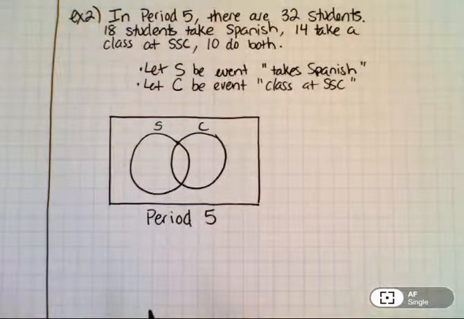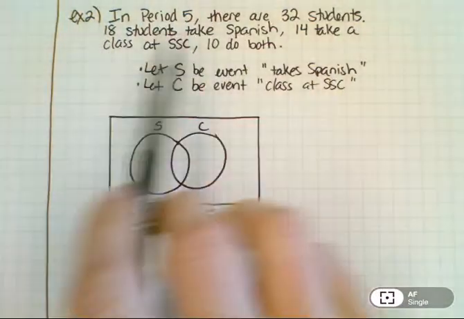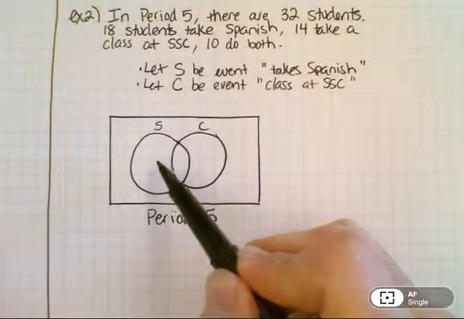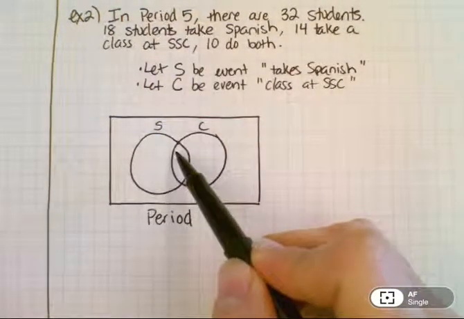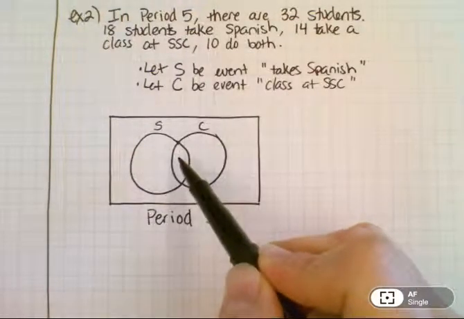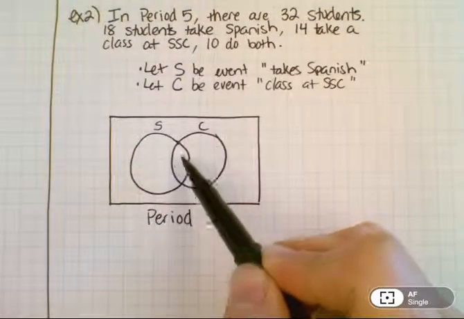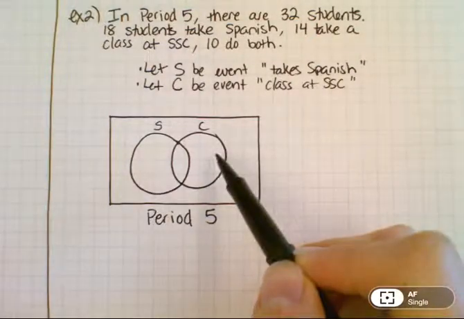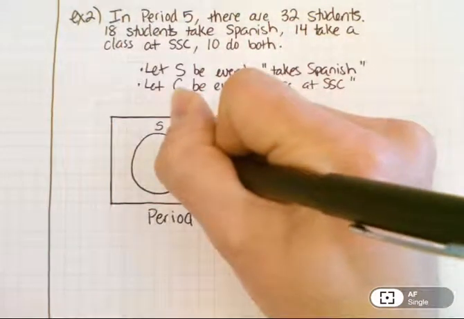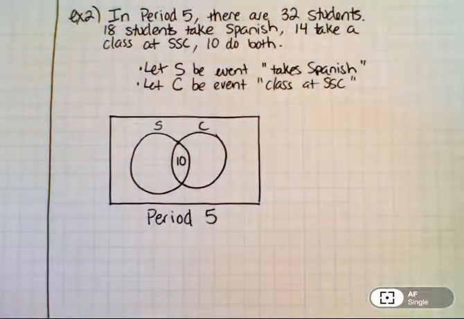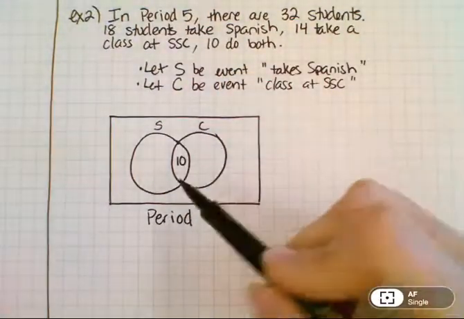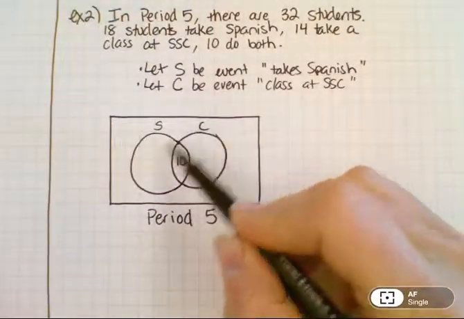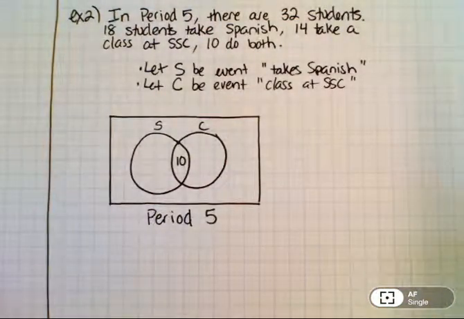So this is harder than it looks because what we know is that 18 students take Spanish, but we cannot put the number 18 right here because there are some who take both. And the students who take both have to go in the middle because they need to be in both circles. 10 students do both, and that's really the only number I can directly put down. 10 students take both, so I'm putting 10 here. These students are in the Spanish circle, and they're in the Sabin-Schellenberg circle.